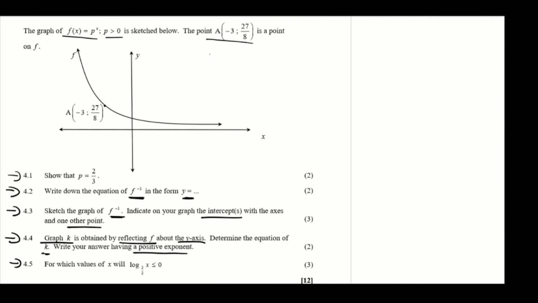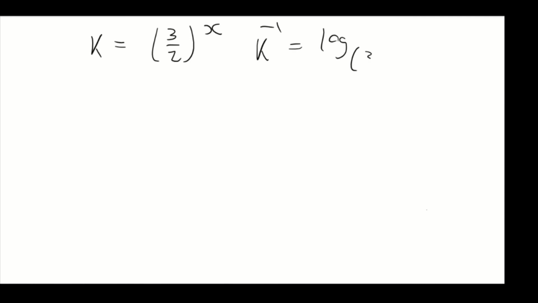4.5 says: for which values of x will log base 3/2 of x be less than or equal to 0? What we need to note is since k is equal to (3/2) to the power of x, its inverse is log base 3/2 of x. So if you were to draw that inverse, it's going to look something like that.